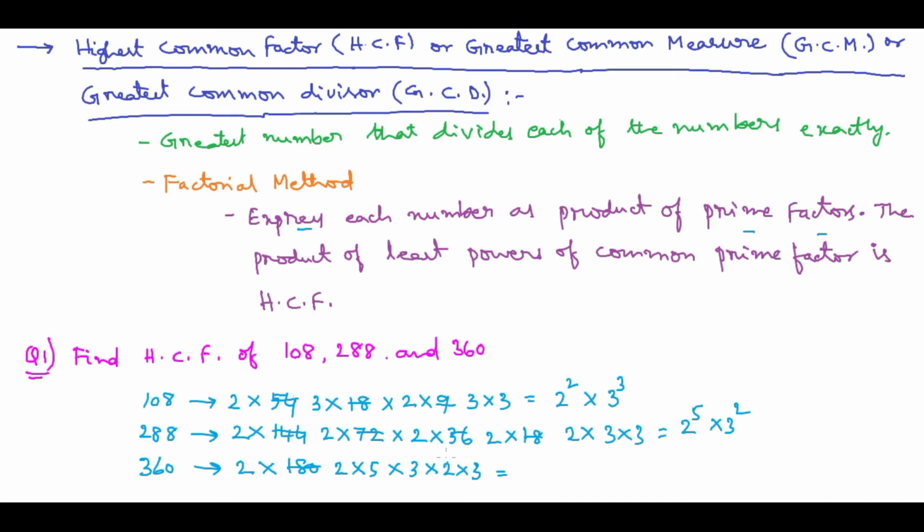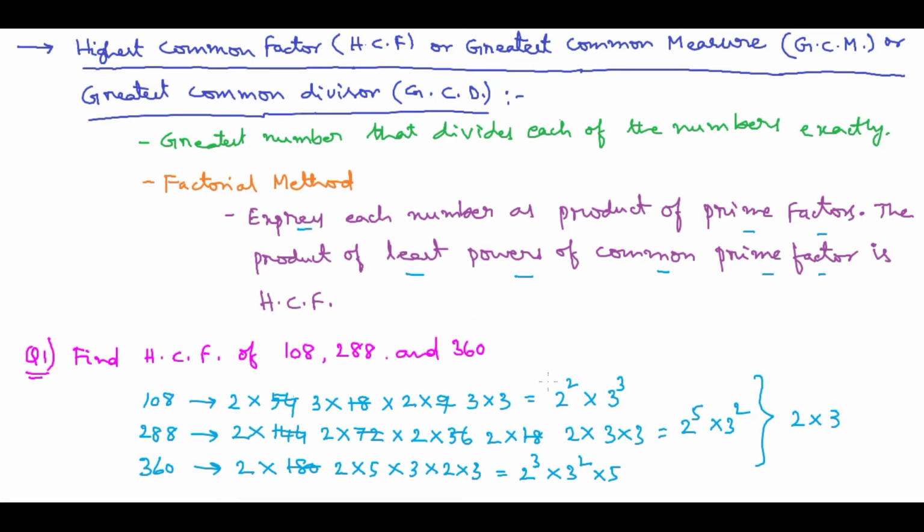So which can be equal to 2 cube into 3 square into 5. Now what is highest common factor? Now I want to see the least powers of common prime factors. So what are the common prime factors of these three? 2 is common and 3 is common. 5 is not common, so that is not the answer.